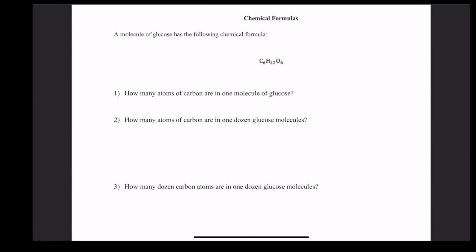Okay, now I'm going to go over this worksheet with you guys. It's called chemical formulas. Here we are given that a molecule of glucose has the following chemical formula. Now we need to know how many atoms of carbon there are in one molecule of glucose, how many atoms of carbon there are in a dozen glucose, and how many dozen carbon there are in 1 dozen glucose molecules. So let's take it step by step.